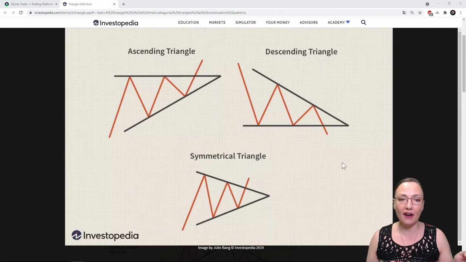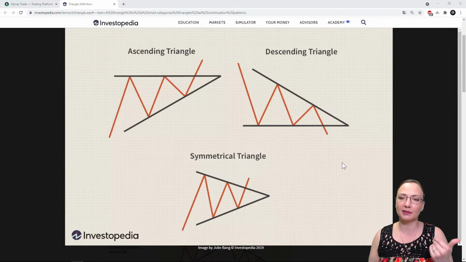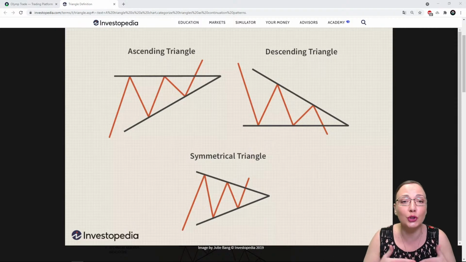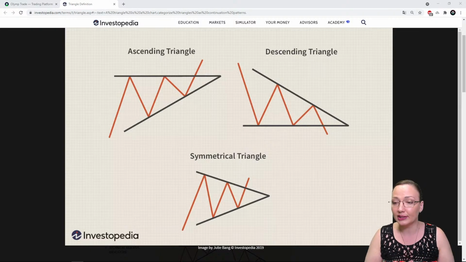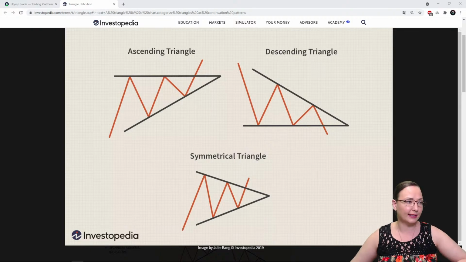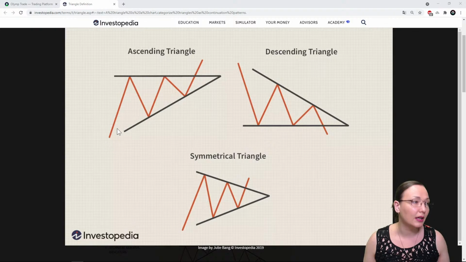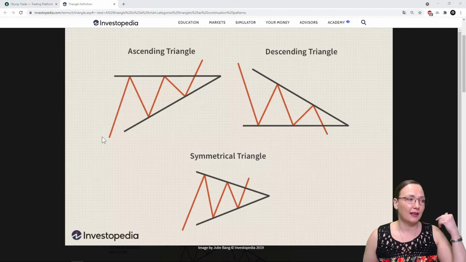And also we have a symmetrical triangle. This pattern is interesting because at the same time it is making higher highs and lower lows. As the price comes to the apex of the triangle, a breakout is very likely to occur. But while we're observing the symmetrical triangle, the breakout can occur to the upside or to the downside, whereas these usually, not always, but usually come into correction, and the breakout usually continues with the previous trend.